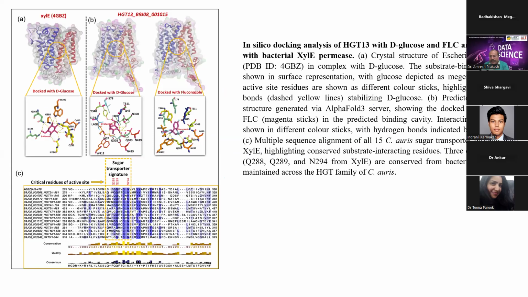So today we will take one example of a sugar transport protein. The agonist is D-glucose and the antagonist is fluconazole. If time permits, we will go for both, but first we will see what the parameters are, whatever I have explained here, step by step.